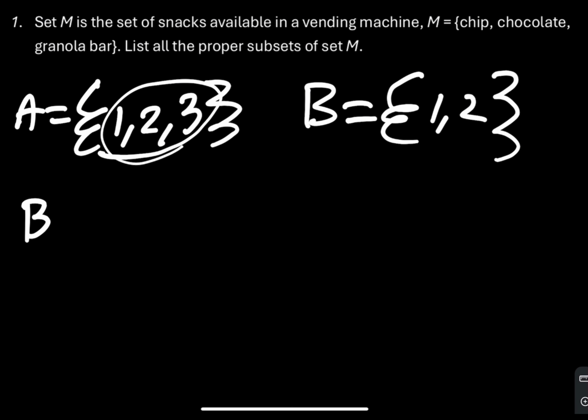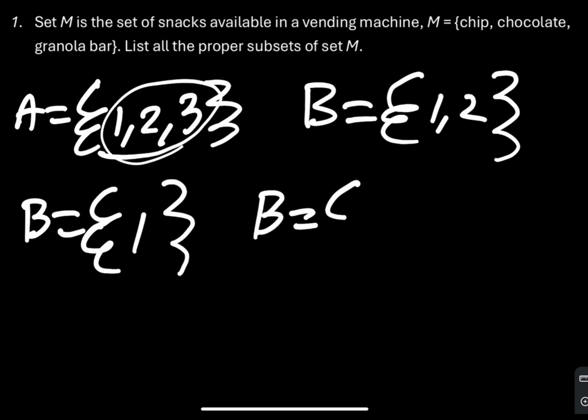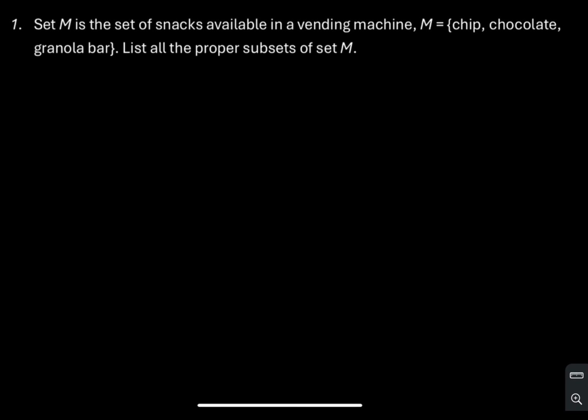So a proper subset of set A can just be a single number. So we can do 1, 3, 2, and so on. But also something to note is the empty set will always be a part of any set. It will always be a proper subset of any set. So if we want to know how many proper subsets of set M we have, you have to follow this formula. 2 to the n minus 1. And n is going to represent your number of elements.